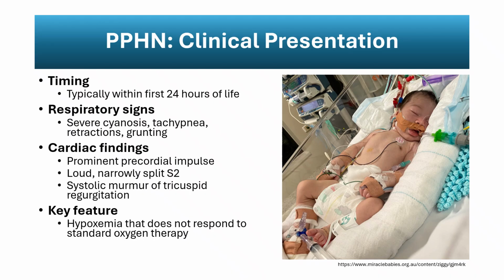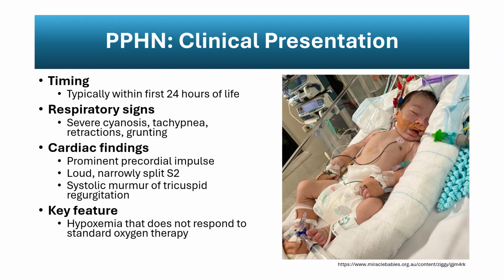These include a prominent precordial impulse, a loud and narrowly split second heart sound, and a systolic murmur of tricuspid regurgitation. The underlying mechanism is persistent right-to-left shunting through the ductus arteriosus and foramen ovale, allowing deoxygenated blood to bypass the lungs and enter systemic circulation.